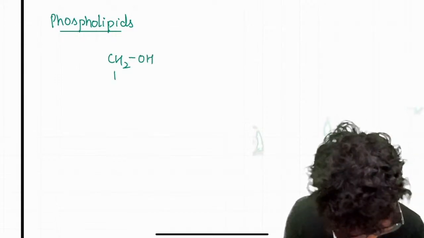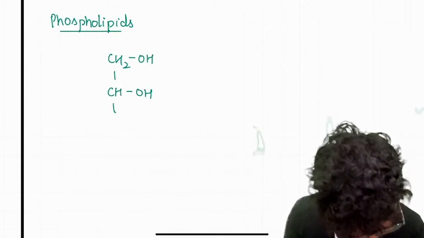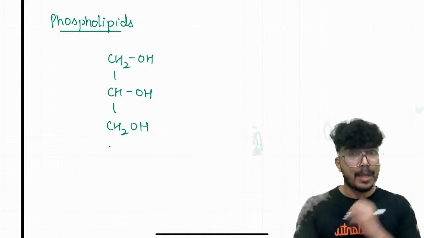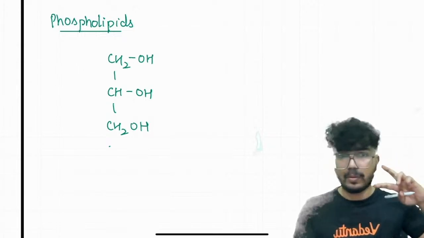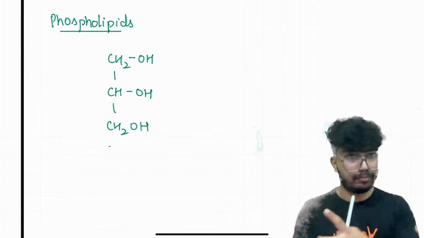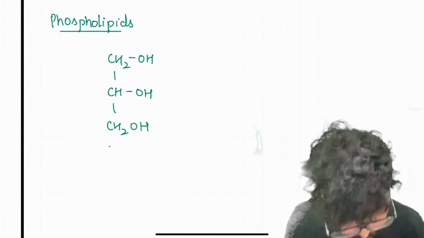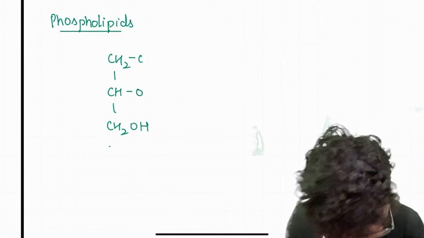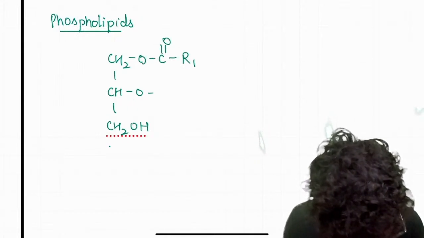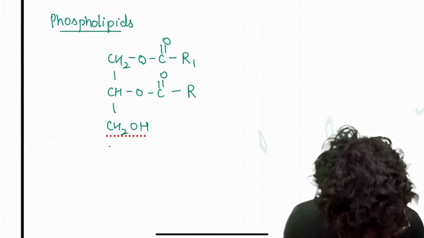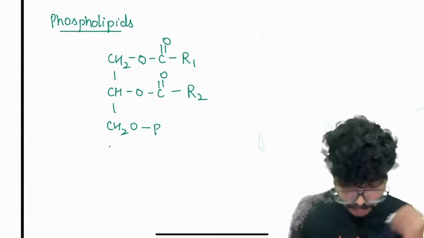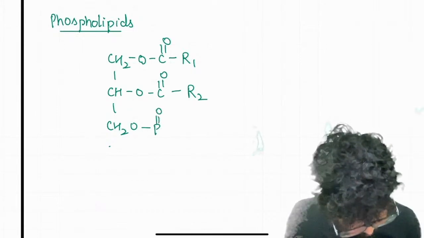So let's draw the structure of the glycerol first. Okay, so this is your trihydroxypropane, that is glycerol. So you will have to establish two ester bonds with the carbon number 1 and the carbon number 2, right? Two ester bonds, so two esterifications with the fatty acids. Okay, so let's do it. R1, C double bond O, R2, correct? With the carbon number 3, I'll remove this and add a phosphate group, phospholipid. So I'll have to add a phosphate group over here.